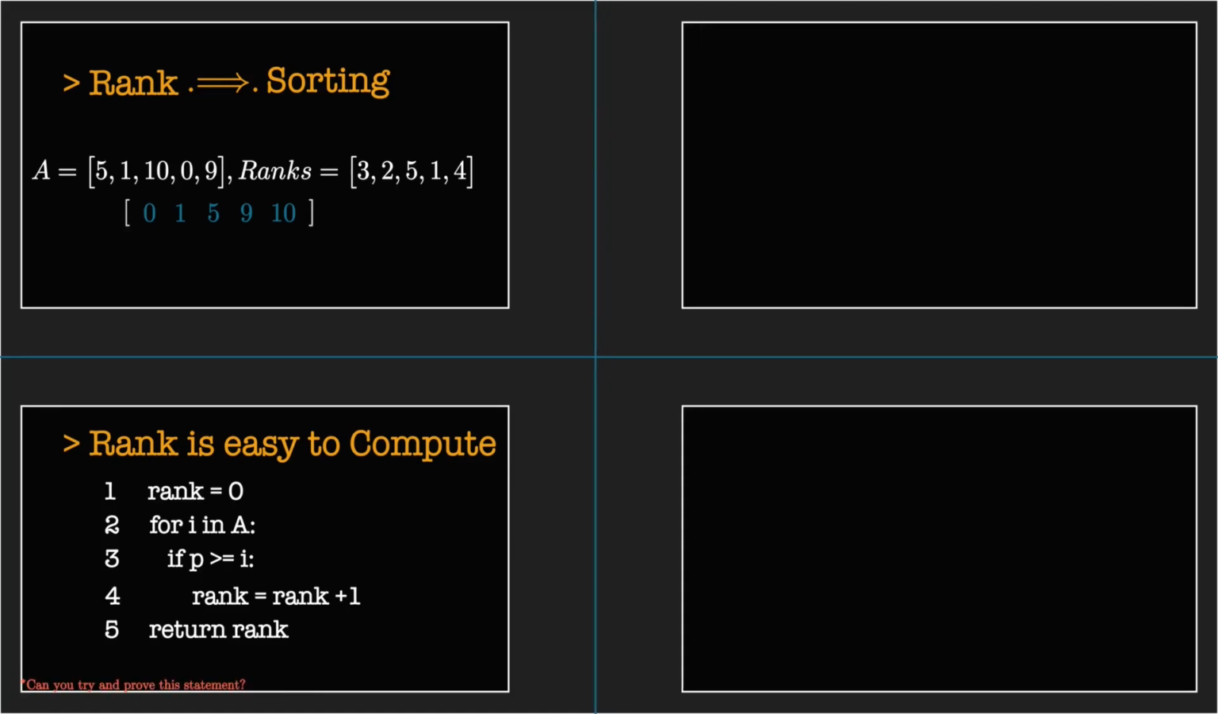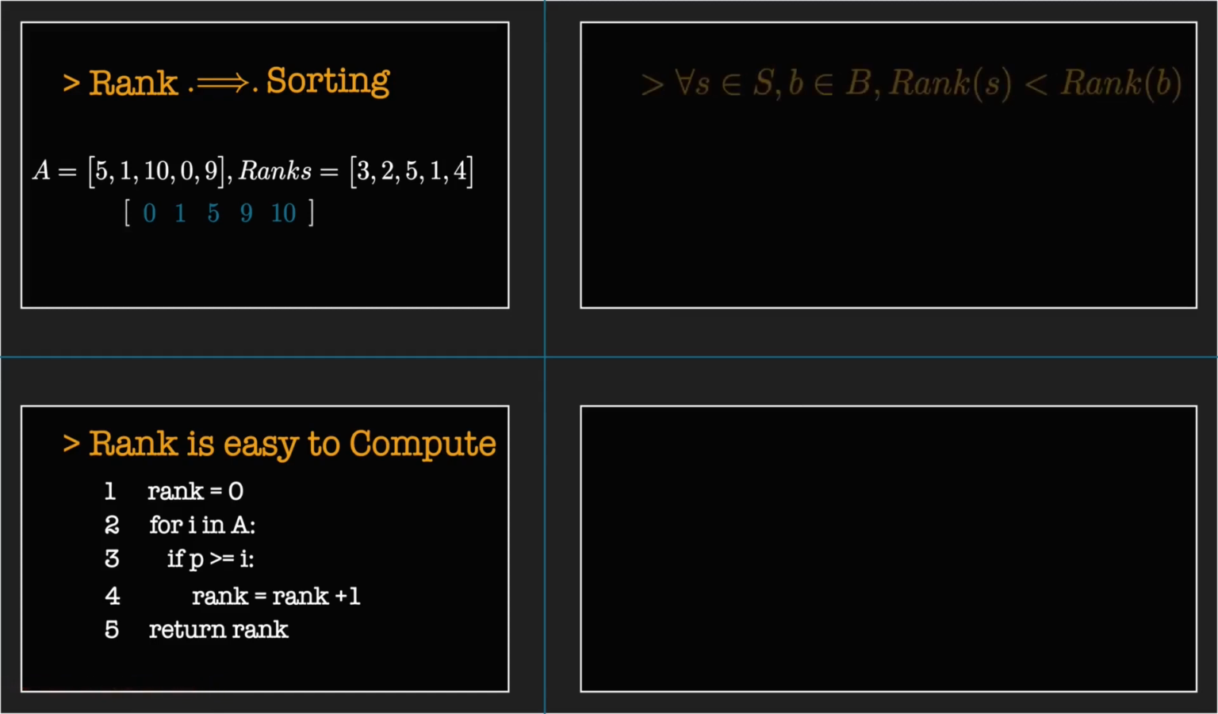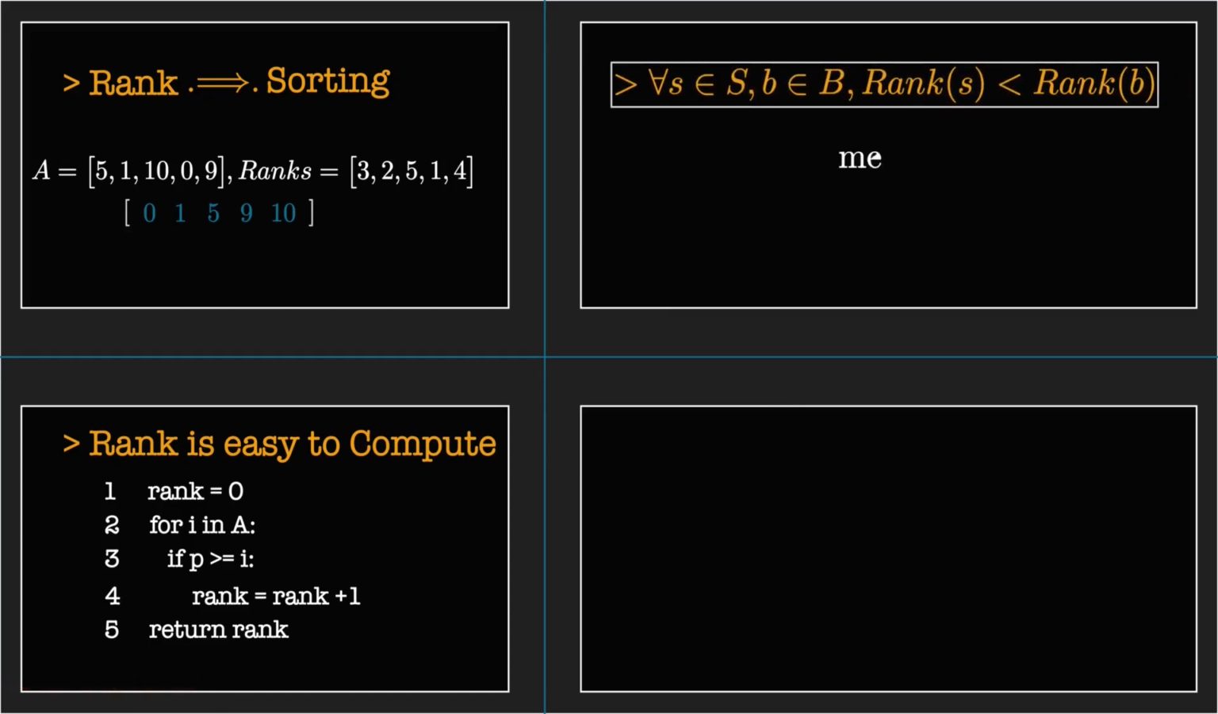The third point, and I think the most important point, is that the rank of every element in S is smaller than the rank of every element in B. I would say that the whole of QuickSort is based on this fact, because what it means is that now you can treat S and B as separate sorting problems.